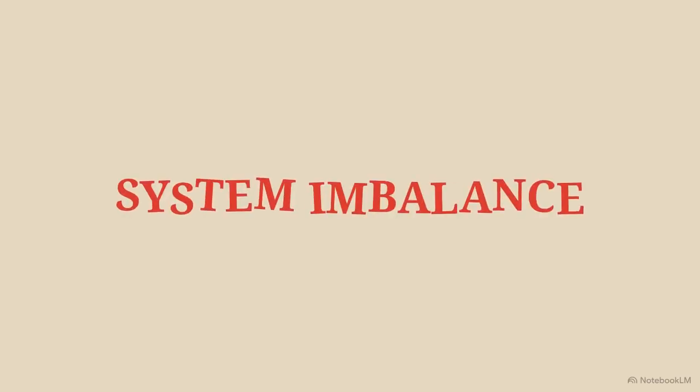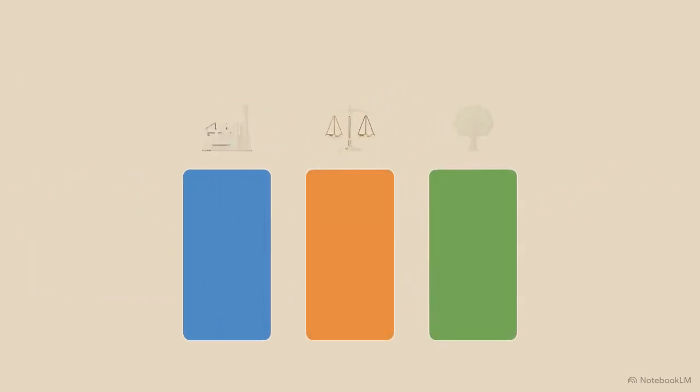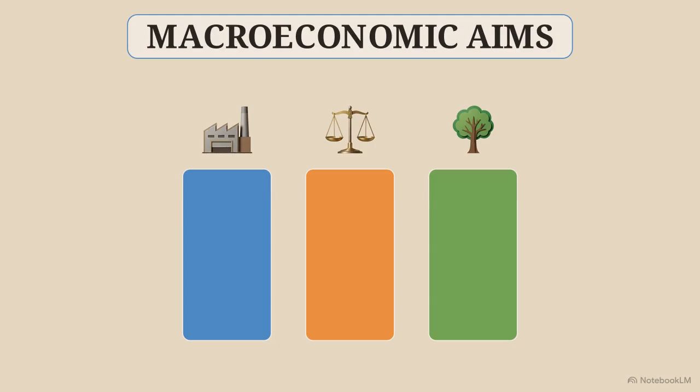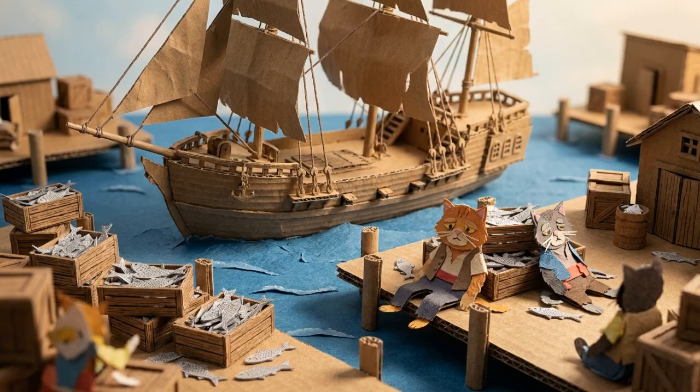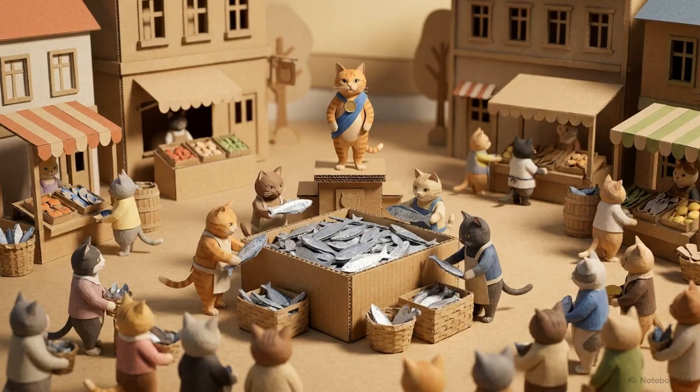A government intervenes using macroeconomic aims, large, overarching goals designed to correct these exact market failures. Without this active steering, those initial imbalances in trade and wealth can grow until domestic industry stalls and the town's living standards begin to fall. Correcting these trends is the core mission of any government's economic policy.